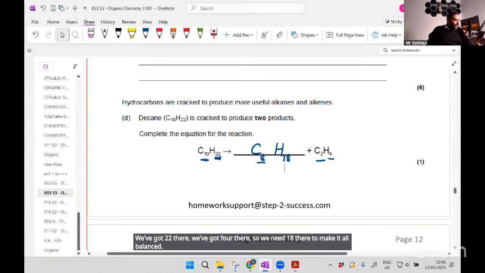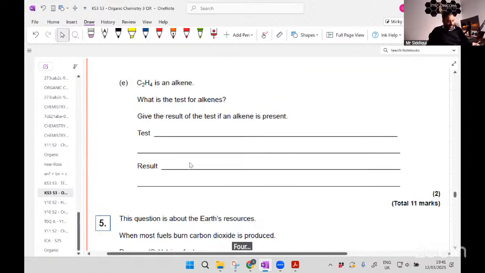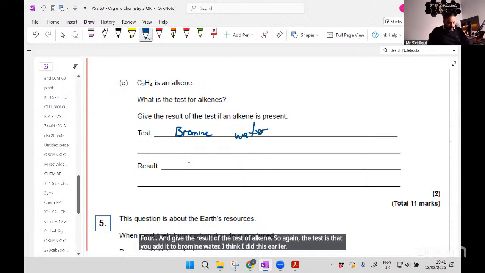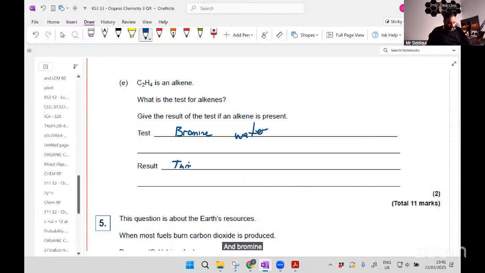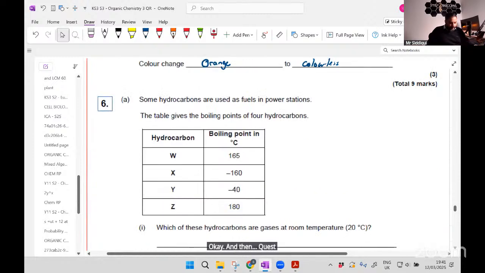Give the result of the test for alkenes. So again, the test is that you add it to bromine water. I think I did this earlier. And bromine water turns colorless because it's an alkene. Okay. And then question 6.